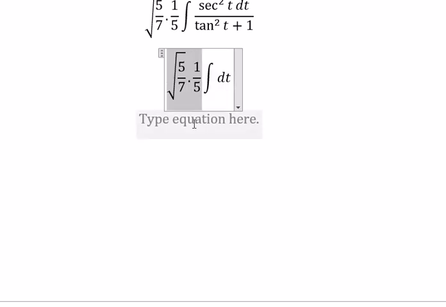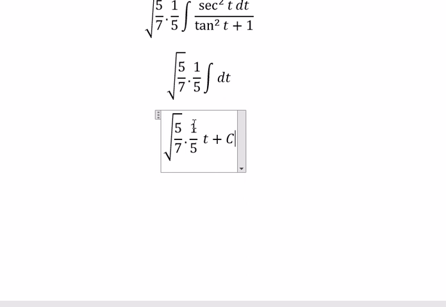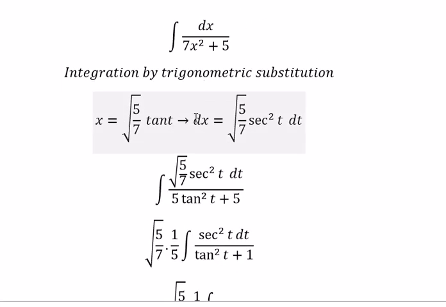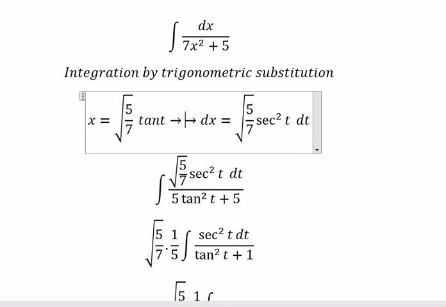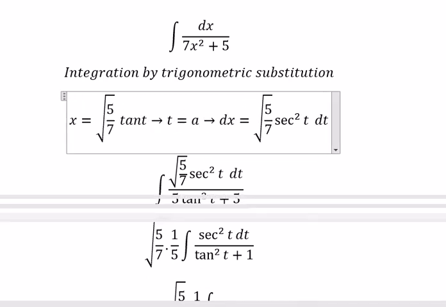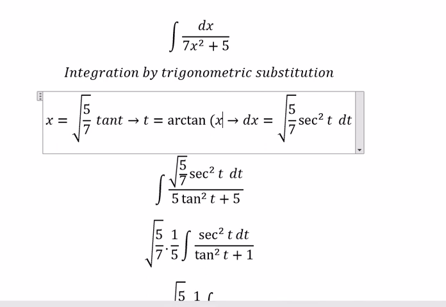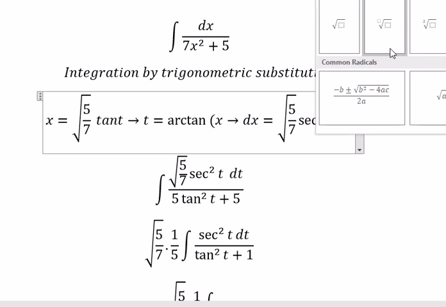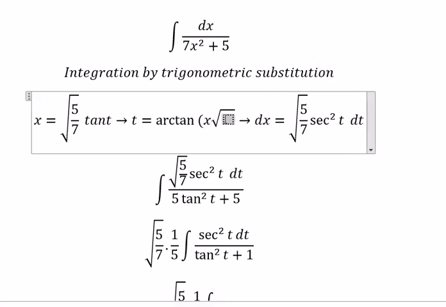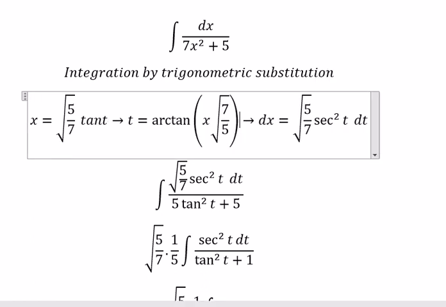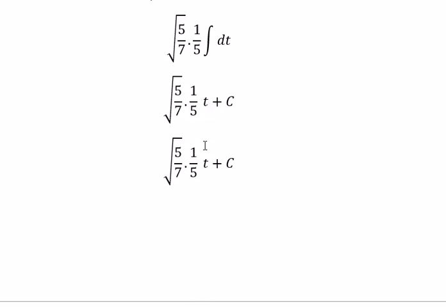t plus c. About t, we need to change back for s. So we got t equal to arctan. And because we divide both sides with the square root of 5 over 7, you got s multiplied with the square root of 7 over 5. And we put this one in here.